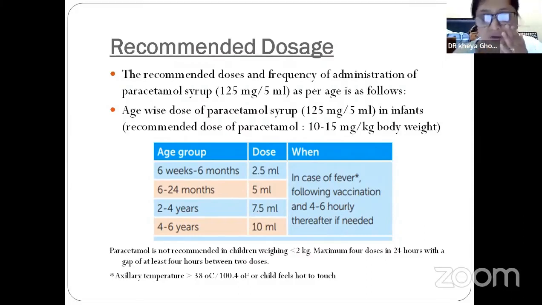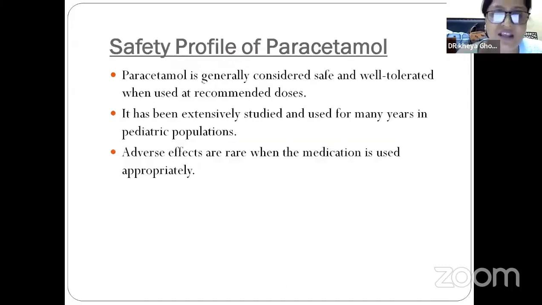But if you are giving a lower dose of 10 mg per kg per dose, you can give it 6 times. So the safety profile of paracetamol is generally considered very safe and well tolerated when used at recommended doses. So never exceed the dose of paracetamol. It has been extensively studied and used for many years in the pediatric population. Adverse effects are rare when the medication is used appropriately. Whatever side effects we have seen, it's only seen when we are using more than 60 mg per kg per day.